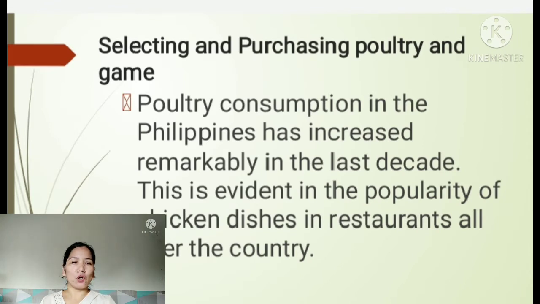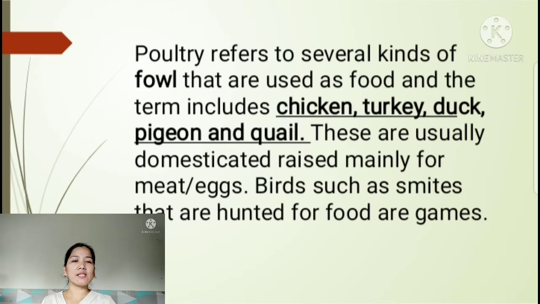Poultry, or yung tinatawag nating manok, refers to several kinds of fowl that are used as food, and the term includes chicken, turkey, duck, pigeon, and quail. These are usually domesticated, raised mainly for meat and eggs. Birds such as snipes that are hunted for food are game. Nakita ninyo yung pagkakaiba ng poultry and game. Ang poultry ay domesticated. Domesticated means inaalagaan, kagaya ng chicken, turkey, duck, pigeon, and quail. Samantalang yung mga game ay yung mga snipes, yung mga hinahunt sa bundok at sila ay binabaril o hinuhuli.